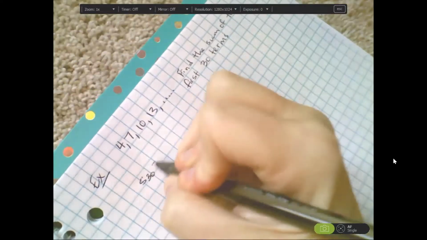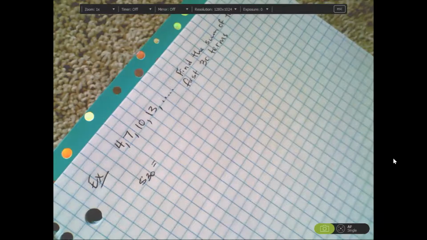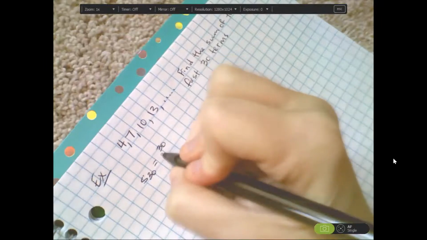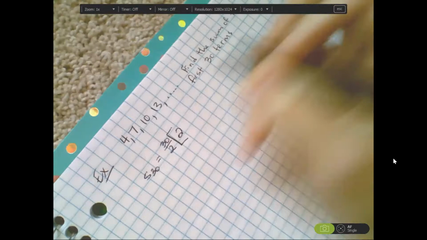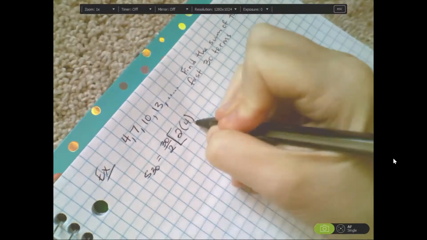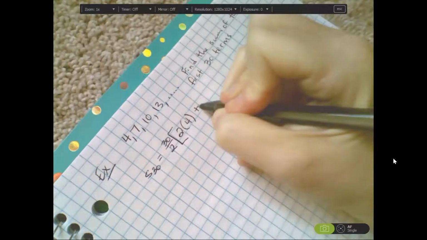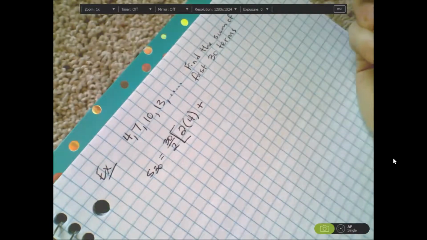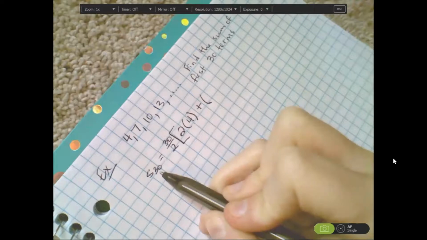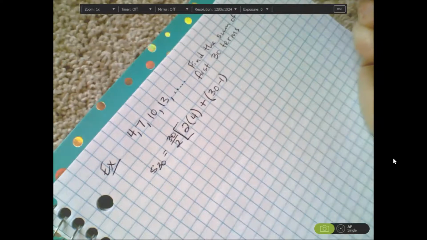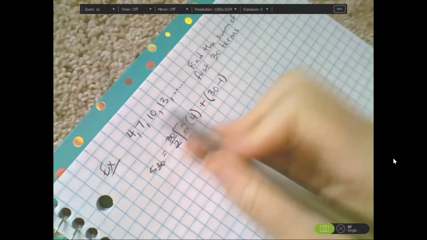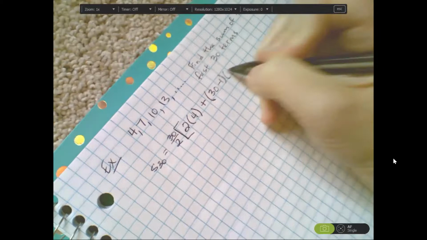So if we're looking for the first 30 terms, if I look at that second formula, it says n over 2, so this would be 30 over 2. And then I've got 2 times a sub 1, that's going to be 4, plus n minus 1. So remember, n in this case is 30. We have n here and n here. So 30 minus 1, and then our common difference. So I can see here that we're adding 3 every single time.